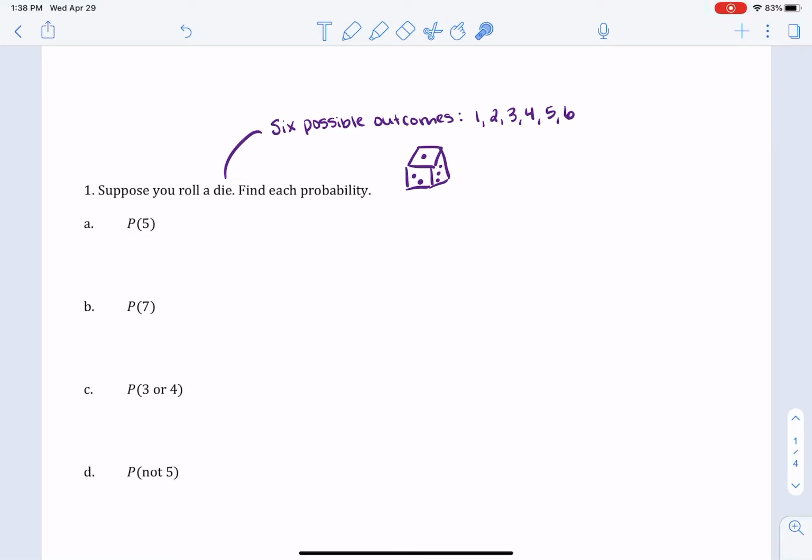It says here, suppose you roll a die. Find each probability. So let's talk about a die or a dice first. There are 6 possible outcomes because there are 6 sides: 1, 2, 3, 4, 5, and 6.